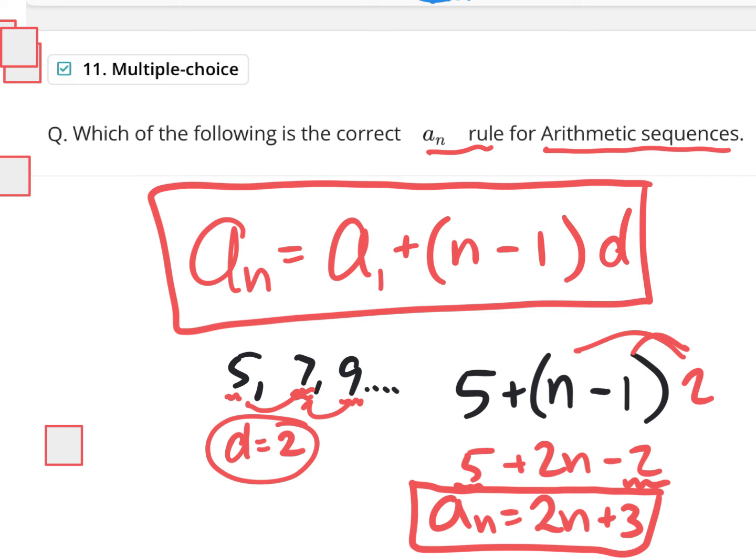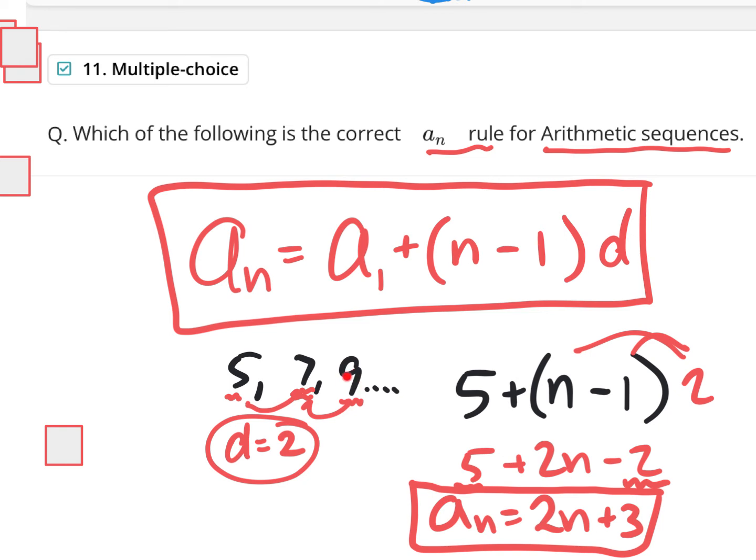I created this arithmetic sequence 5, 7, 9. It's just odd numbers starting with the number 5. And this is the machine that produces that. In other words, this is a sub 1. So a sub 1, n would be 1. If I'm talking about the first term, n would be 1. You'd put a 1 right here. 2 times 1 is 2, plus 3 is that first term, 5.